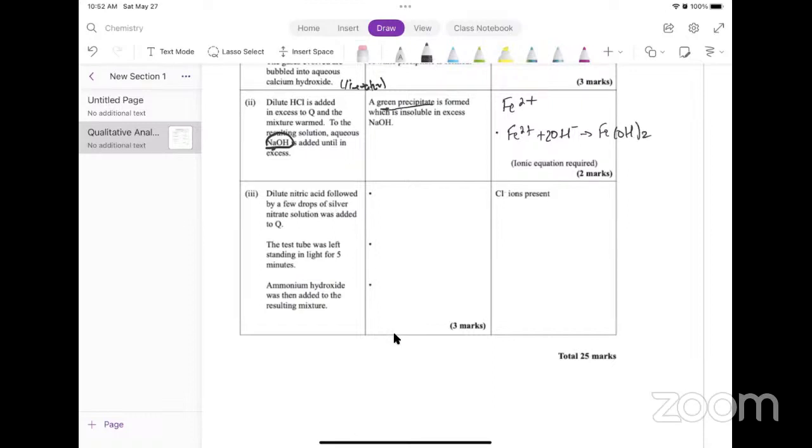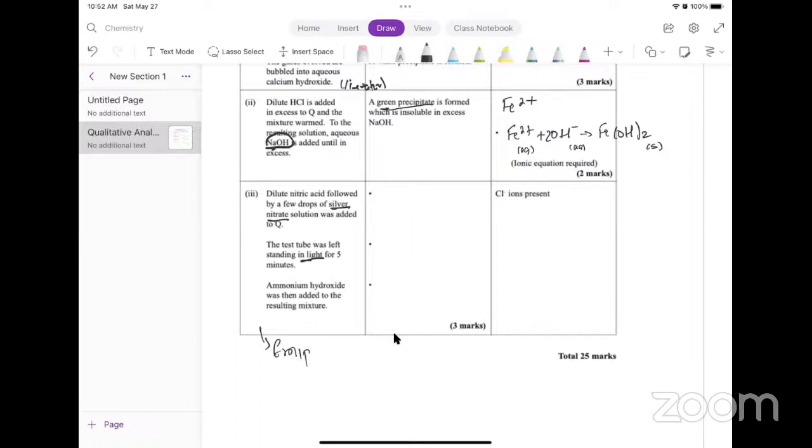And of course, you put your states, aqueous and solid. So then it says dilute nitric acid followed by a few drops of silver nitrate solution was added to Q, the test tube was left standing in light. So anytime you start seeing silver nitrate and light, know it has to do with group 7 elements.